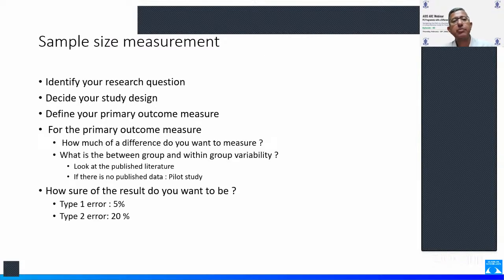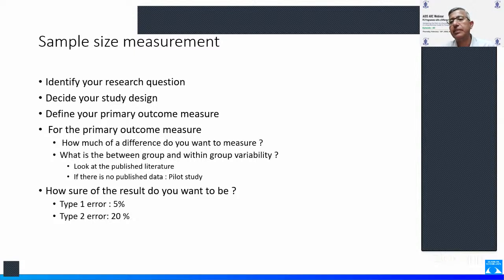So when you look at your sample size measurement, you have identified your research questions as suggested by Dr. Santosh. You have decided your study design as suggested by Dr. Vanati. It's important to define your primary outcome measure, which is the factor that you are most interested in your study. And for the primary outcome measure, how much of a difference do you want to be able to detect? And then you need to figure out what is the between group and within group variability.